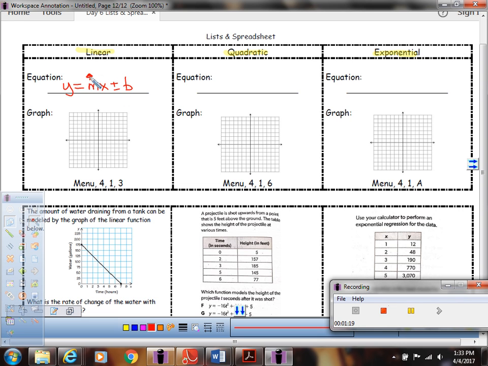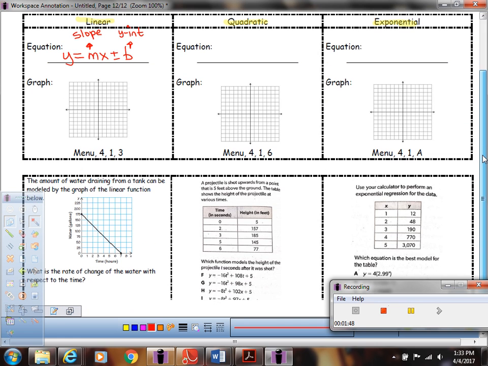what is the m? Slope. So think about it. If they want rate of change, or they want the slope, hey, you could use the spreadsheet app, because the equation will give you the slope. Now, what does the b represent? The y-intercept. So write it down. So let's say you come across a problem and the question says, what is the y-intercept of this linear function? Use the spreadsheet app, get your equation, and the b would be the y-intercept.